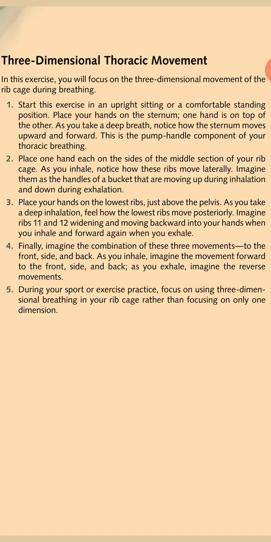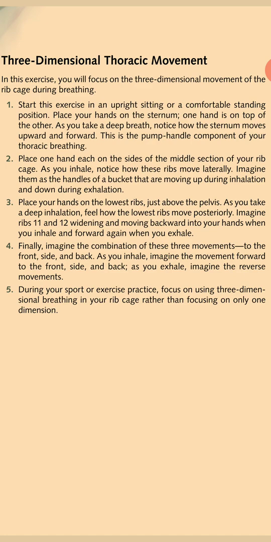As you take a deep breath, notice how the sternum moves upward and forward. This is the pump handle component of your thoracic breathing. Place one hand each on the sides of the middle section of your rib cage. As you inhale, notice how these ribs move laterally. Imagine them as the handles of a bucket that are moving up during inhalation and down during exhalation.